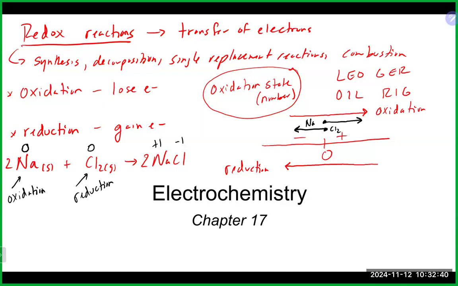Now, this also works great, the number line, in case you have something like this, for example. Say you got iron 3 on the left-hand side and iron 2 on the right-hand side. Is the iron going through oxidation or reduction? Take a moment and think what's going on here.